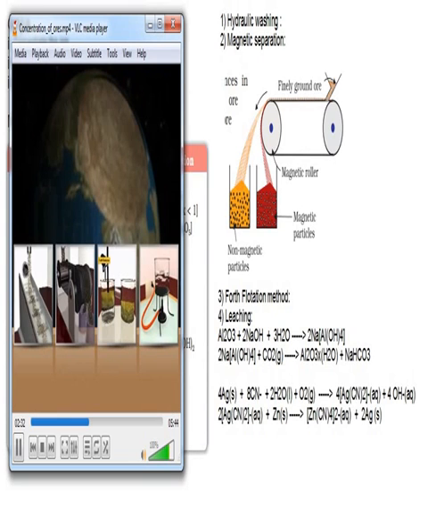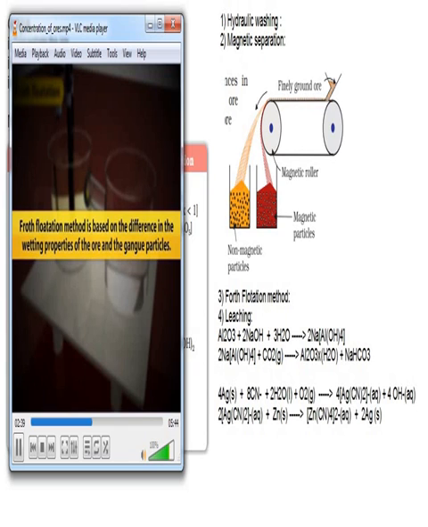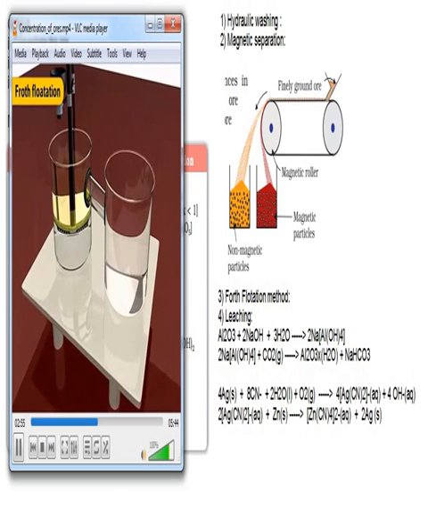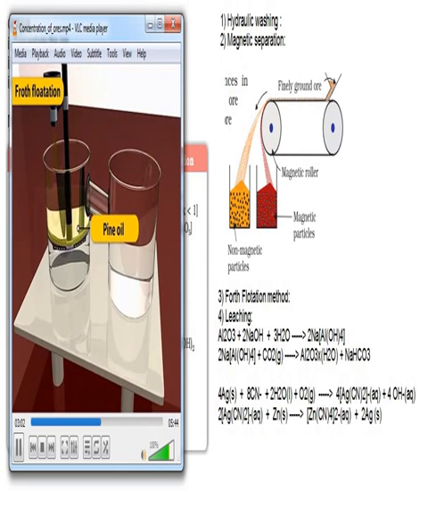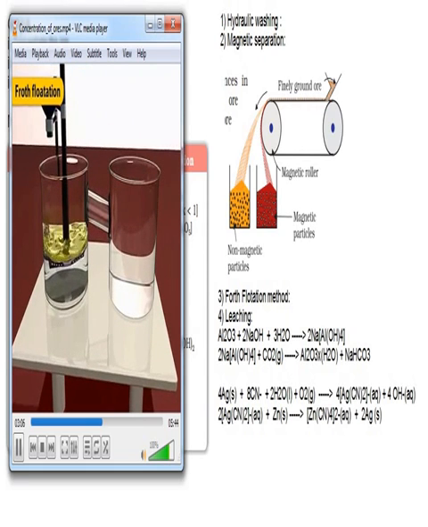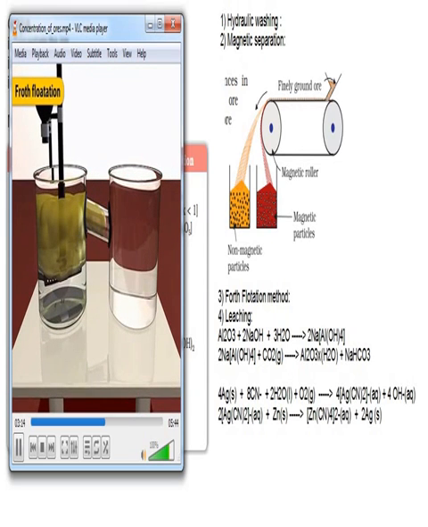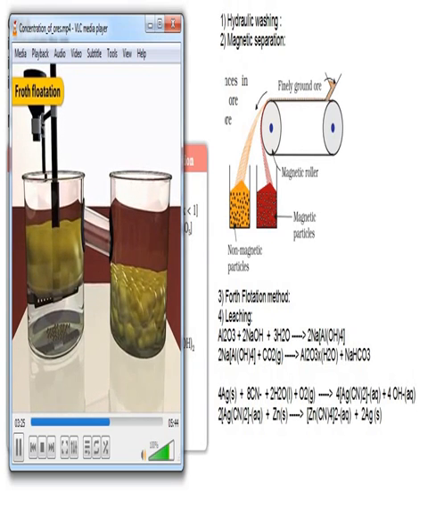The next method used for concentration of ore is the froth flotation method, which is based on the difference in the wetting properties of the ore and the gangue particles. It is used exclusively for sulfide ores, where the ore particles are wetted by oil, while the gangue particles are wetted by water. The powdered ore is mixed with water and a small amount of fine oil. The mixture is then agitated by blowing compressed air through it. The oil in the mixture forms froth with the air. The froth rises to the surface containing the ore particles. The gangue particles, on the other hand, settle down in water. The froth is then collected in another container where it is washed and dried to obtain the concentrated ore.